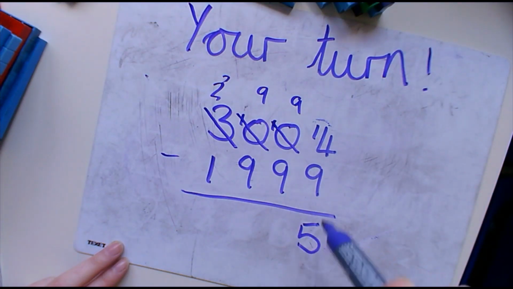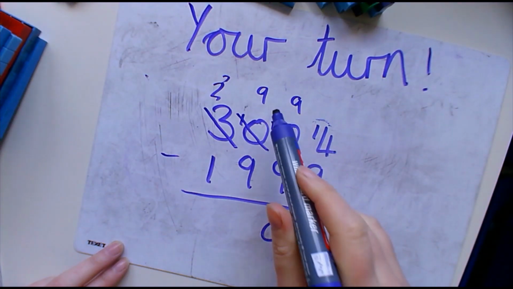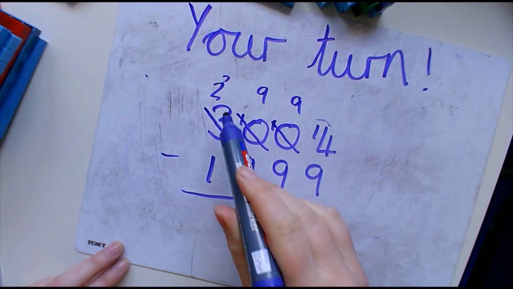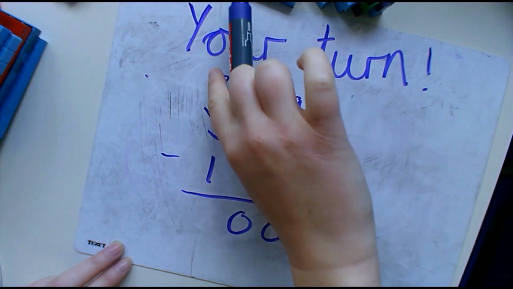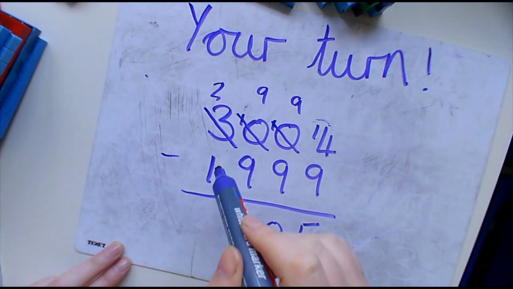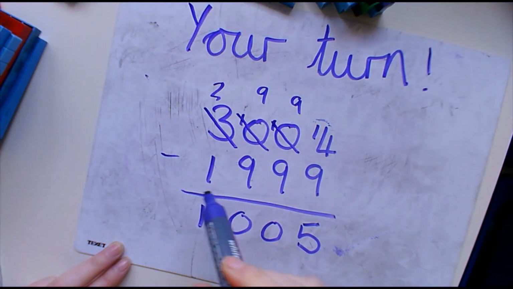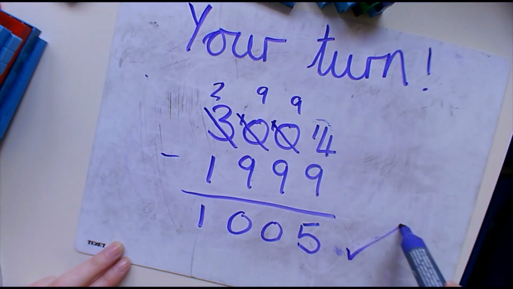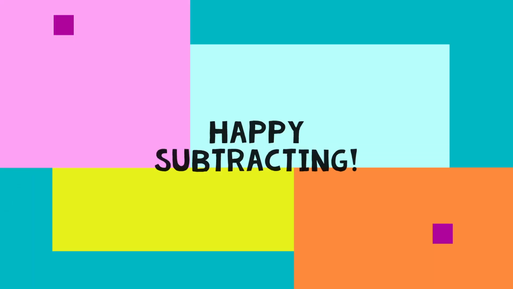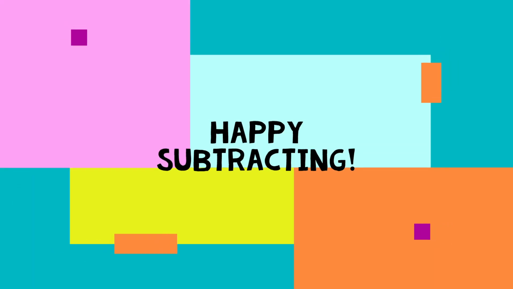14 subtract 9 is 5. 9 subtract 9 is 0. 9 subtract 9 is 0. And then 2,000 subtract 1,000 is 1,000. So our answer is 1,005. Well done if you got that correct. That one was tricky. And now go and have another practice on your own.